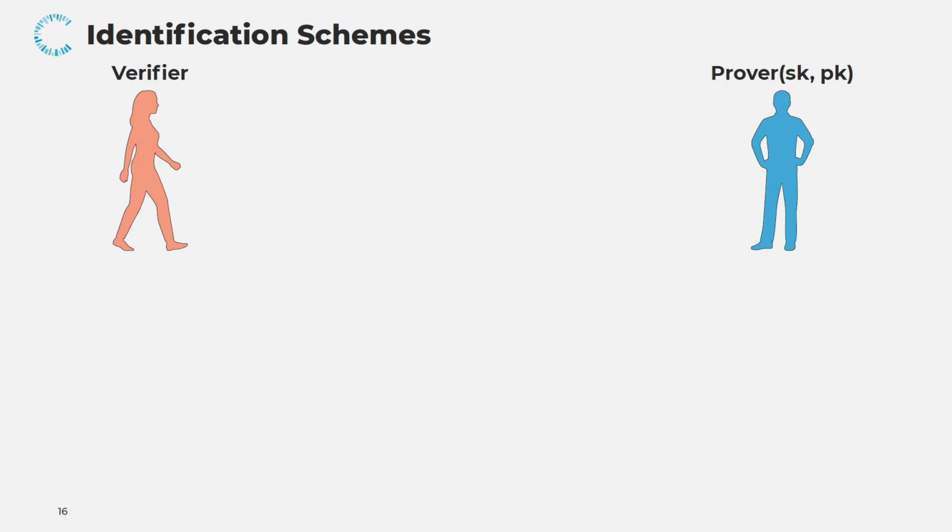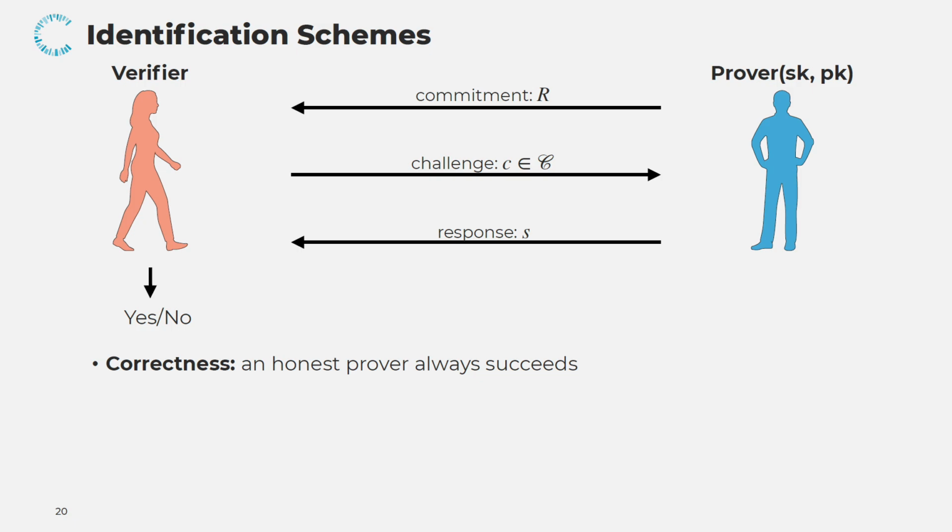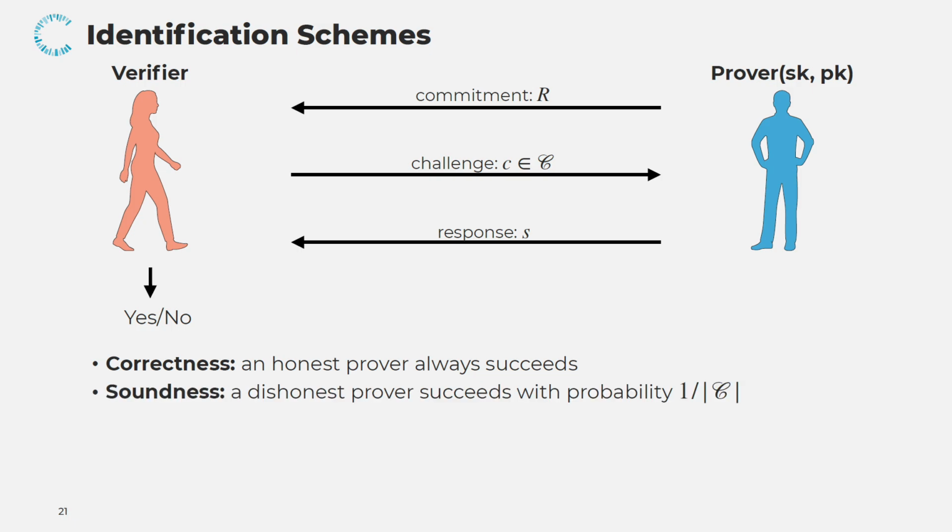So the starting points are identification schemes, in which we have a verifier and a prover. The prover wants to convince the verifier of the knowledge of a secret key without revealing any information about it. First, the prover sends a commitment to the verifier. The verifier challenges the prover with something taken from a challenge space, C, and receives back from the prover a response, and eventually outputs yes if the prover succeeds, and no otherwise. We want that an honest prover will always succeed with the identification, and a dishonest prover can cheat with probability at most 1 over the cardinality of C.